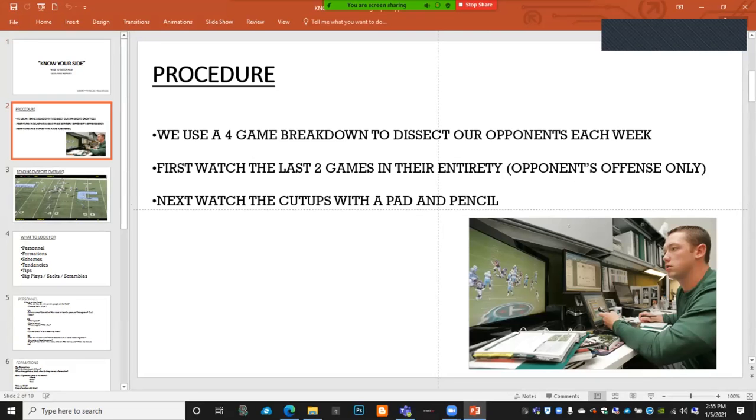So for us, we use a 4 game breakdown to dissect our opponent each week. What I like to do personally is watch the last 2 games in their entirety, obviously just the opponent's offense. I want to see how it flows before I start getting into specific cut ups and situations. Once I watch those first 2 games, I'll get into those cut ups. I'll get a pad and pencil, and I'll start putting together our scouting report.